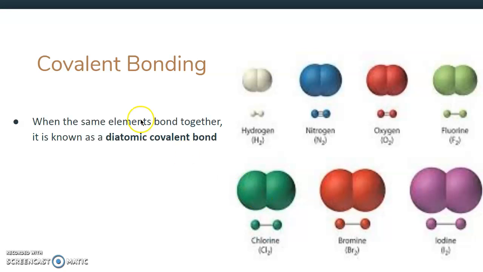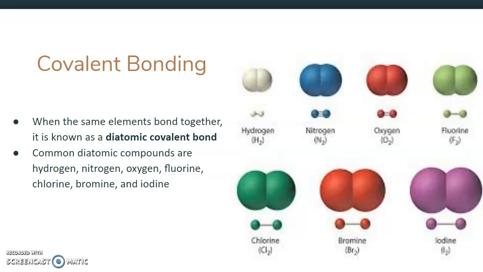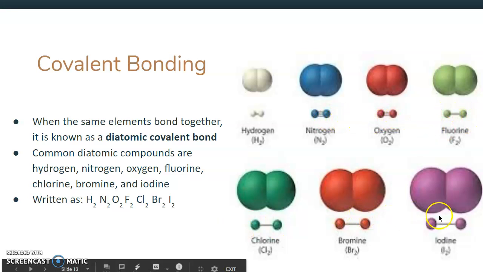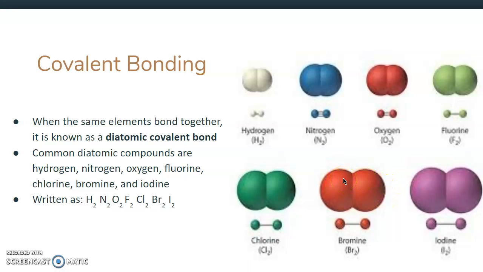Another important thing is when the same element bonds together, it is known as a diatomic covalent bond. So some of our common diatomic covalent compounds are hydrogen, nitrogen, oxygen, fluorine, chlorine, bromine, and iodine. So these would all be nonpolar because it's the same element. They have the same exact electronegativity.